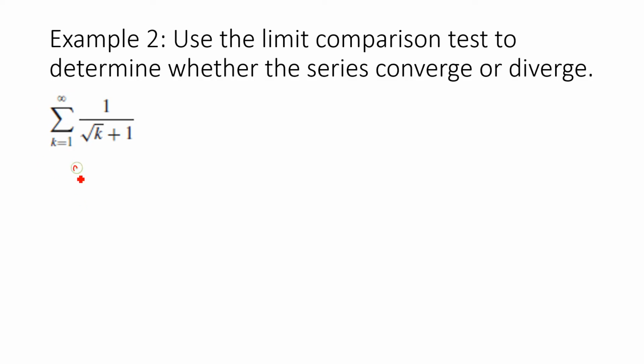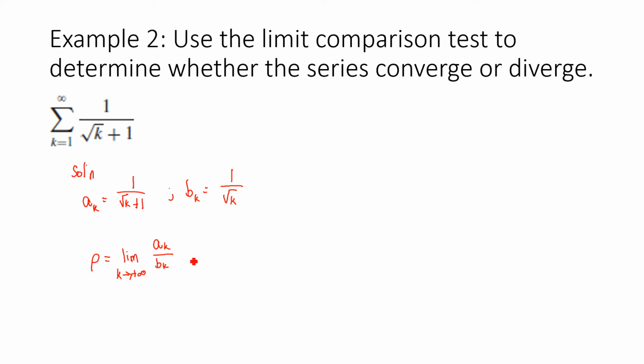Okay, for our solution, in this case, we could have our a sub k equal to 1 over square root of k plus 1, and our b sub k would be 1 over square root of k. So we obtain that rho is equal to the limit of a sub k over b sub k as k approaches positive infinity.